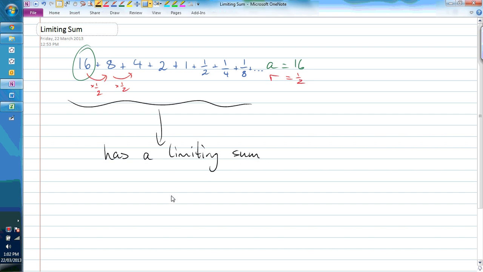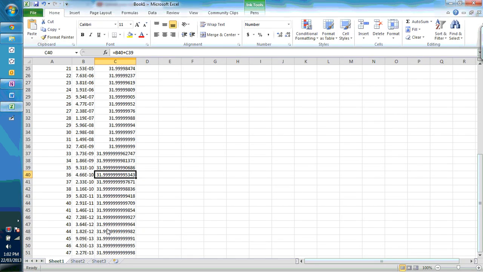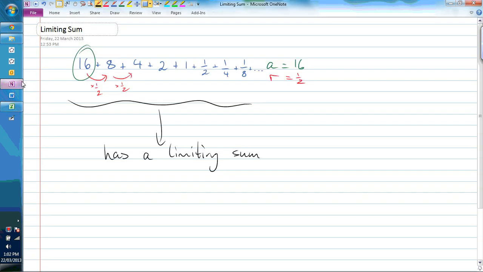In other words, if you take the sum to 100 or 1,000 or 1,000,000 terms, you'll get closer and closer to 32, but you'll never quite get there. And that's of more interest to us than what the particular sum is. We're not really that interested in what the particular number is. We're interested in the fact that it gets close to 32.